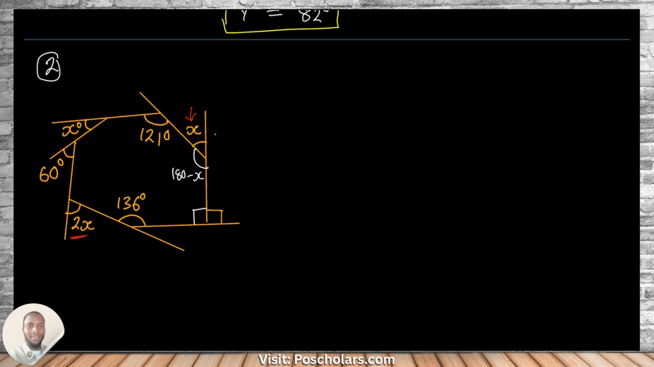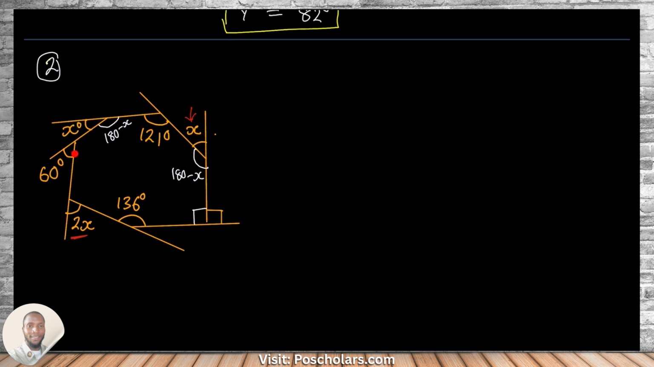Okay. Now, similarly, for this other, we know this angle is known, which is 121 degree. Similarly, this angle is unknown, right? But we know that the exterior angle is x. If the exterior angle is x, then the interior angle will be 180 minus x, right? Good. Okay. Now, for this angle, the exterior angle is 60.